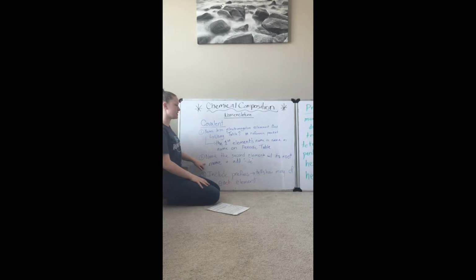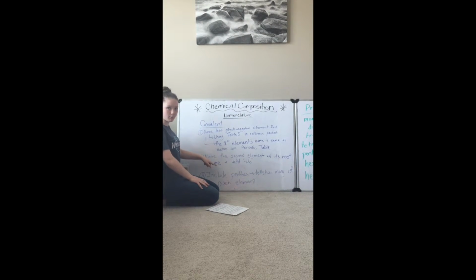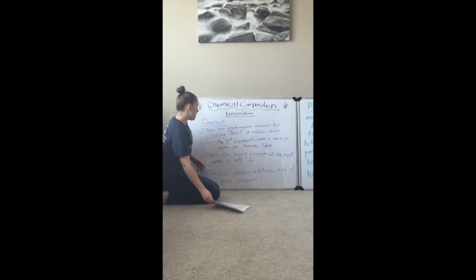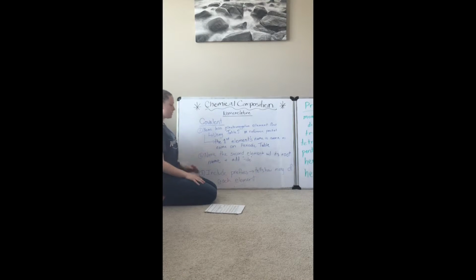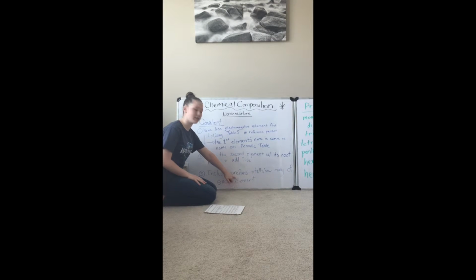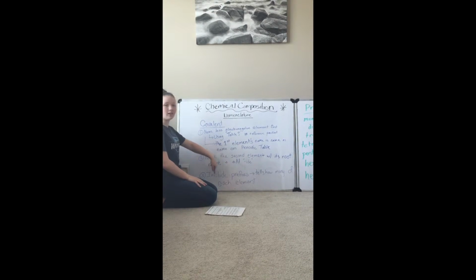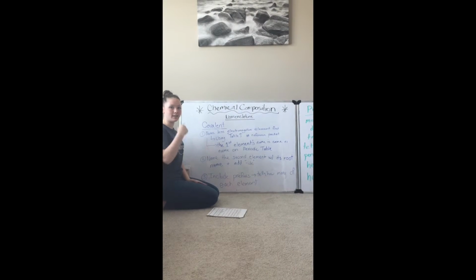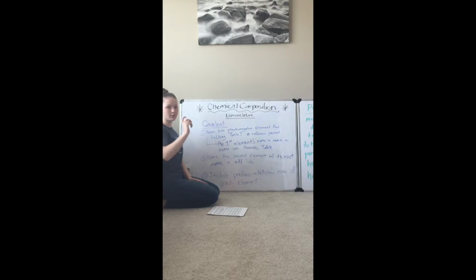And then the second one is going to be written with its element name root, and then we're going to add -ide, kind of like we did for ionic. And when we're naming it out, be sure to include the prefixes, which tell us how many of each atom is in the element for the compound. Like if it's H2O, we know that there's 2 H's.